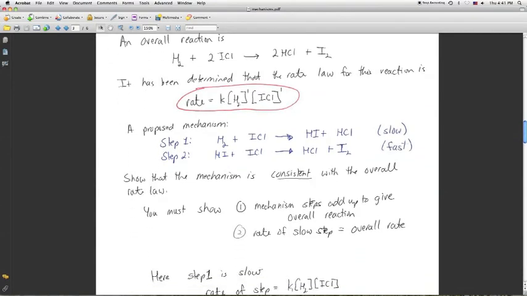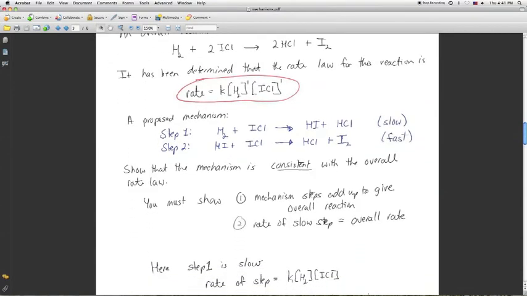And you really have to do two things. To prove that a mechanism is consistent, you have to show that it adds up correctly. Do these two steps add up to give us the overall reaction? Almost always that's the case, but officially we should really check that. The more important thing we're going to talk about right now, though, is the rates of the steps. If this mechanism is going to be considered consistent, then we would have to show that the rate of this slow step matches what we've been told is the overall rate.